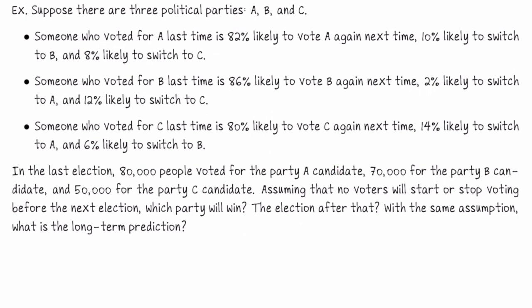Now for the rest of this problem, imagine we look only at the people who voted last time and they're going to vote again. What I wrote here is that, assuming no voters will start or stop voting before the next election, so we're not introducing any brand new 18-year-olds nor having anyone decide not to vote, just sticking with these 200,000 voters, who's going to win the next election? What about the election after that?